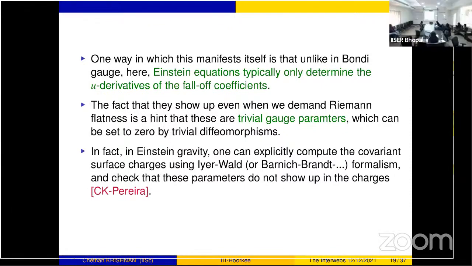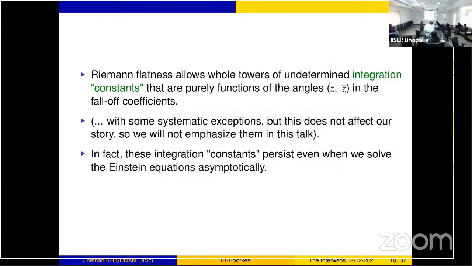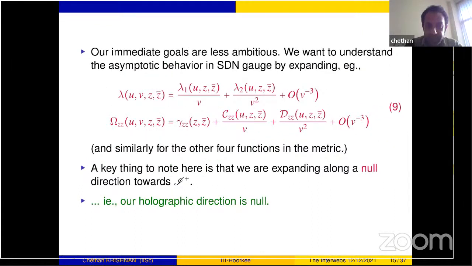Okay. Can you just go back a few slides? Sure. Here? Yeah, sir. So here the expansion you are only writing in terms of V. So I'm writing in terms of V, so I'm going in the direction of V. V is the holographic direction here. I'm going to V infinity, which is future null infinity, scri plus. And my coefficients are arbitrary functions of U, Z, and Z bar.